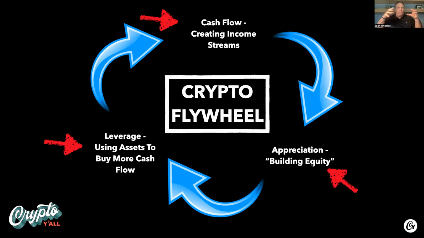This is the snowball part of the flywheel. This is the part that you just want to keep building and building. And maybe it's as simple as you just keep buying Bitcoin. That's fine. I would never judge you if all you did was buy Bitcoin in the second part of the flywheel. And then, of course, the third part is leverage.